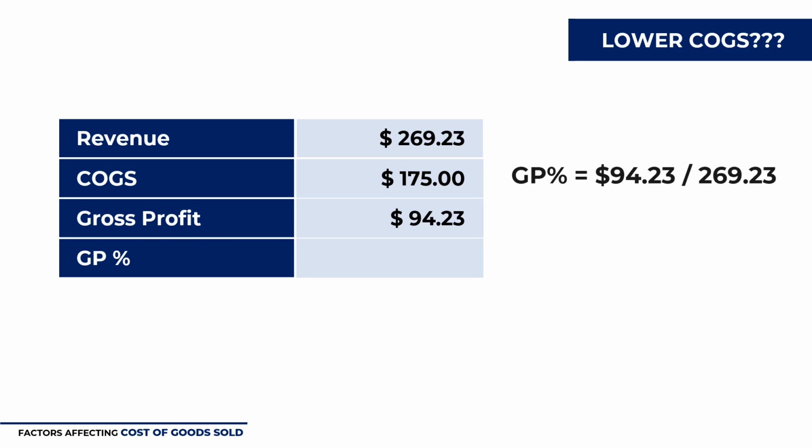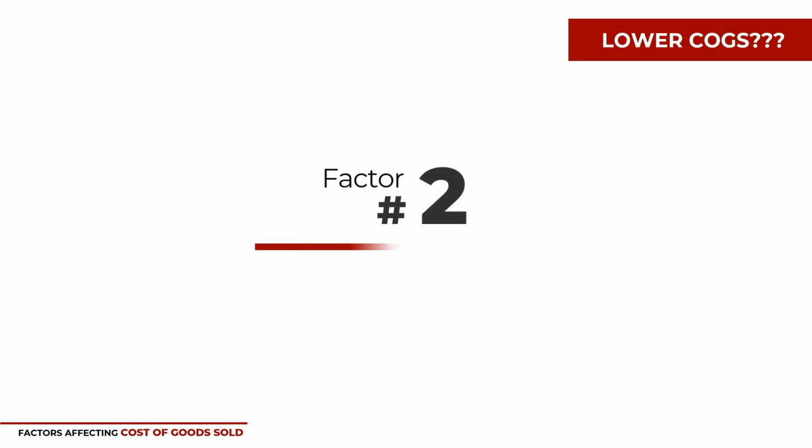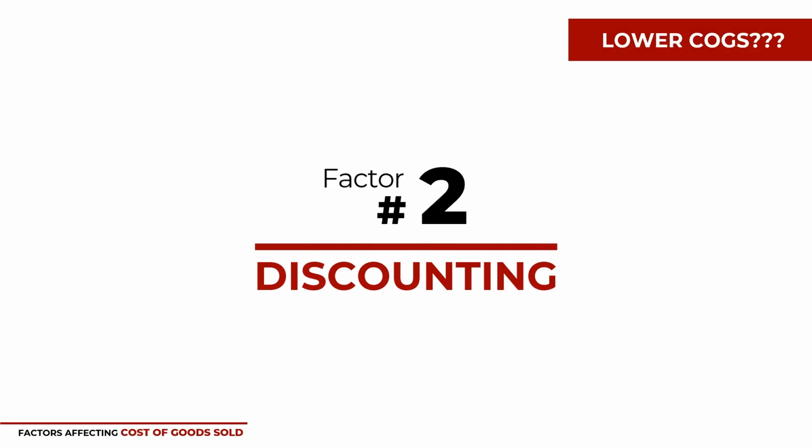Now, is that figure 35% of gross profit? Let's plug into our formula and find out. We divide 94.23 by 269.23, and we find our gross profit percentage is now 35%, just what we were targeting. Be sure you double check your pricing for all of your products and services to ensure you're generating your desired profit margins. Let's move on to the second factor that can directly impact COGS, discounting.